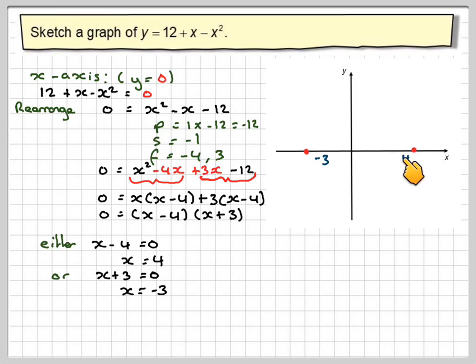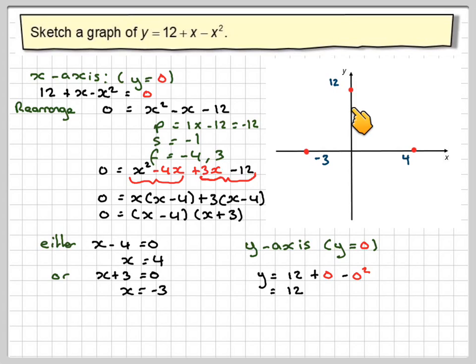And plot those points on. So we've got this distance here, which is 4, and this distance here, which is minus 3. Now for the y-coordinate, on the y-axis, x is equal to 0. We're going to have 12 plus 0, go back to the original function for this, minus 0 squared, which gives me 12. So mark on that point 12.